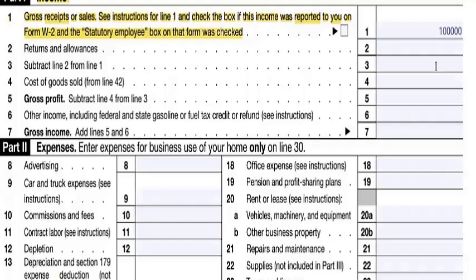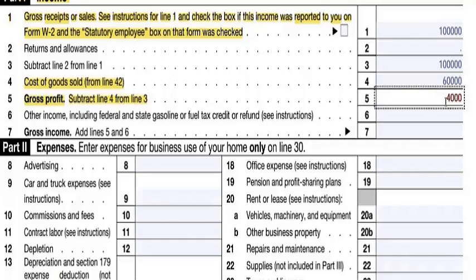Then the cost. What was the cost of the goods that I have sold? Let's say it's 60,000. And then gross profit. What is the profit? My 100,000 I sold, the cost of what I sold was 60,000, so obviously 40,000 is going to be my profit.